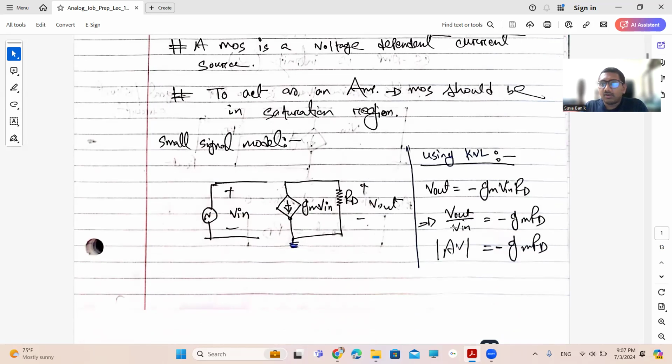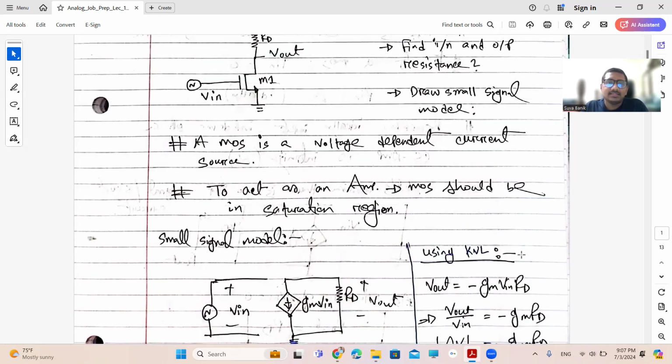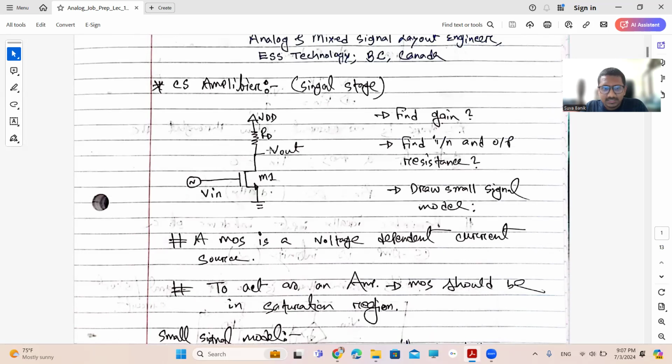As an analog IC design engineer, you have to memorize this formula because we will solve many complicated circuits based on this simple equation. So it's mandatory for you to remember it. The gain of a common source amplifier is minus gm times RD, and RD is nothing but the resistance tied between the drain and the VDD terminal.